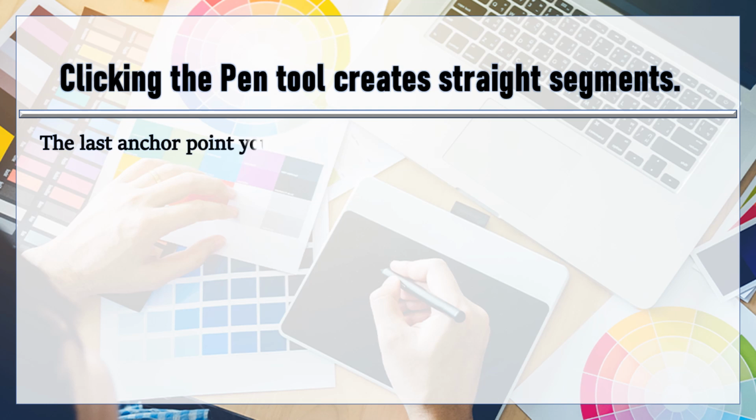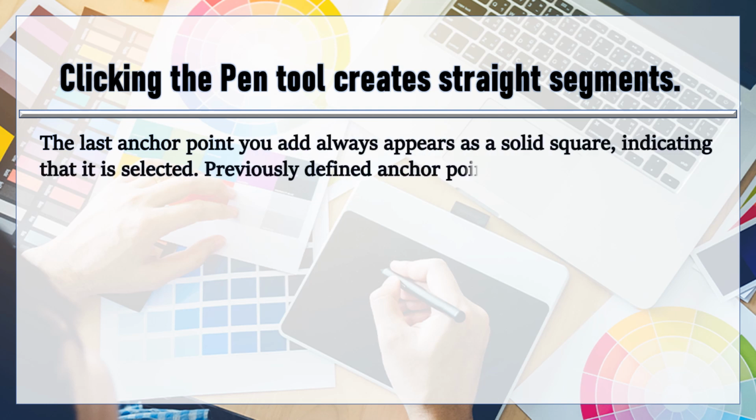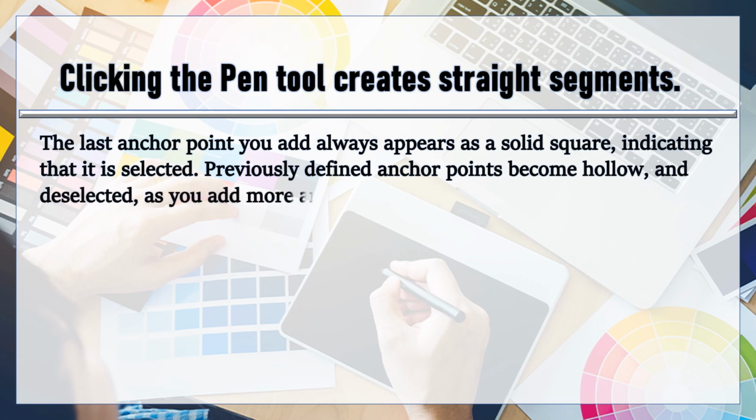The last anchor point you add always appears as a solid square, indicating that it is selected. Previously defined points become hollow, and deselected, as you add more anchor points. Complete the path by doing one of the following.